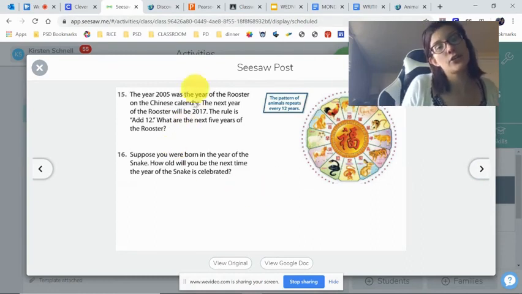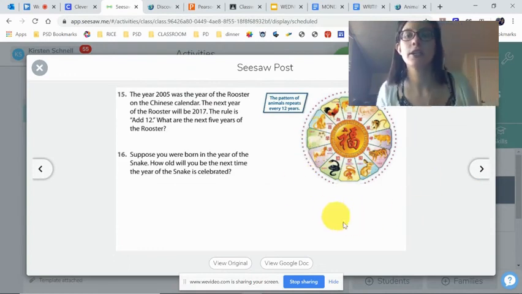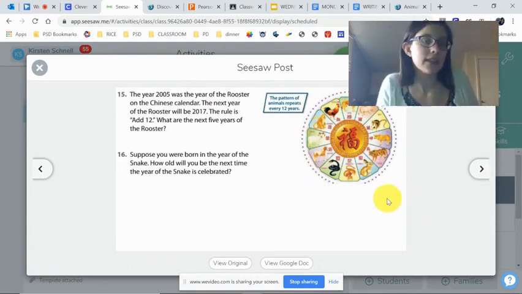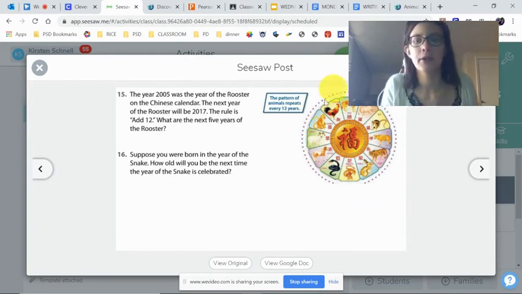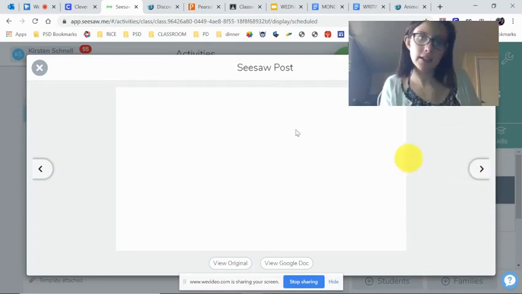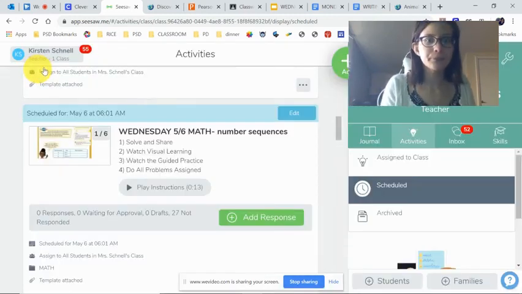And then here are 2 story questions based off of the patterns of the animals that repeat every 12 years in the Chinese calendar. So I thought that would be fun since we're talking about animals anyways this week. And also like Chinese New Year stuff is interesting to me. And then there is a scratch piece of paper.